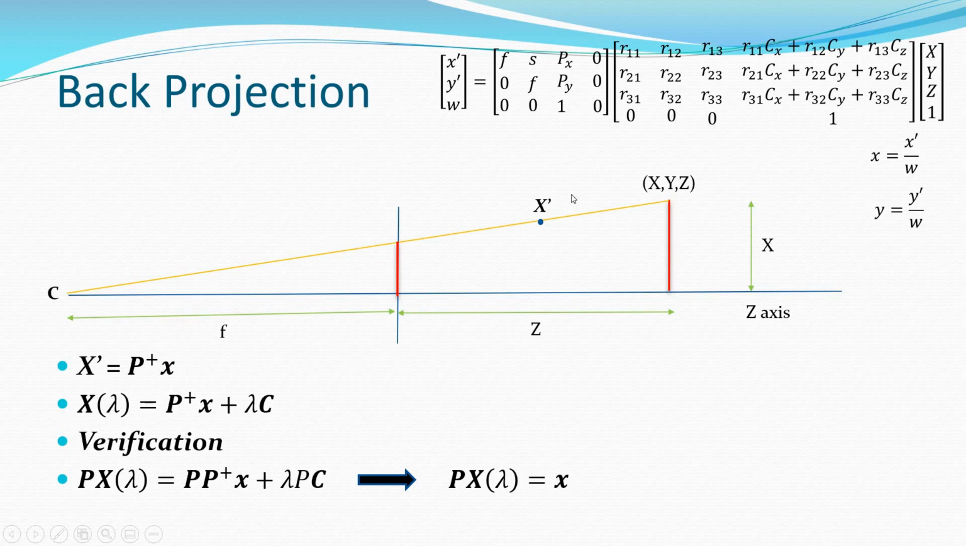Given two points, a point x dash and a point C, where C is our camera center, we can form a line that goes through these two points, and that line equation can be written like this. This is the vector form of the line equation, where if you are given two vectors and you want to find the equation of the line joining these two vectors, this is that vector form of the line equation.